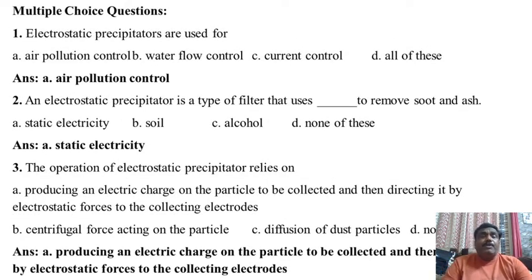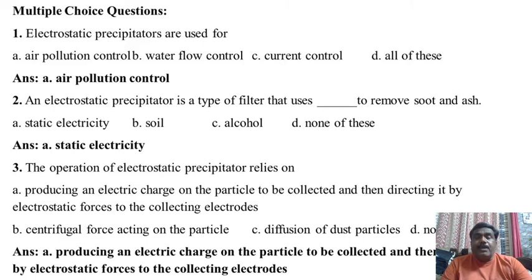Here there are some multiple choice questions. First one is, electrostatic precipitators are used for: options are air pollution control, water flow control, current control, all of these. The answer is air pollution control. Second one is, an electrostatic precipitator is a type of filter that uses dash to remove soot and ash. The options are static electricity, soil, alcohol, none of these. Answer is static electricity.